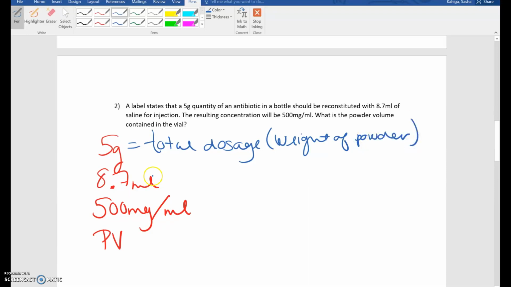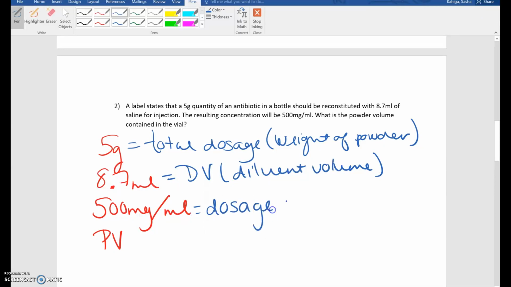All right. That 8.7 milliliters is the diluent volume, DV. I'm going to put in parentheses, diluent volume. Okay. That 500 milligrams per milliliter is considered your dosage concentration, or your dosage strength. Let me just keep to the same terminology I've been using. 500 milligrams per milliliter is your dosage strength.